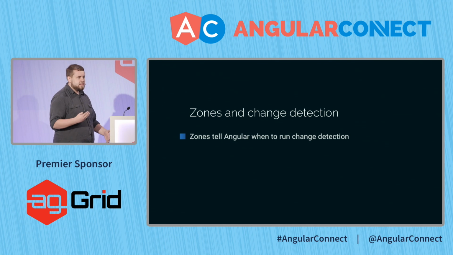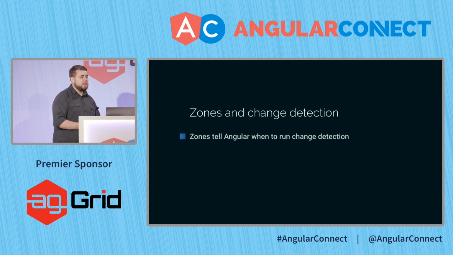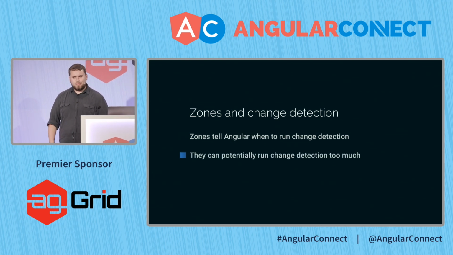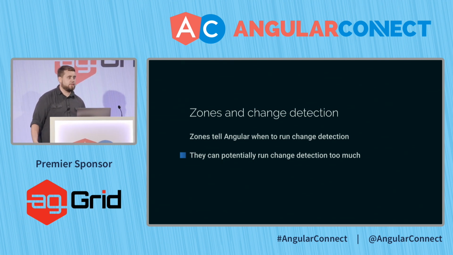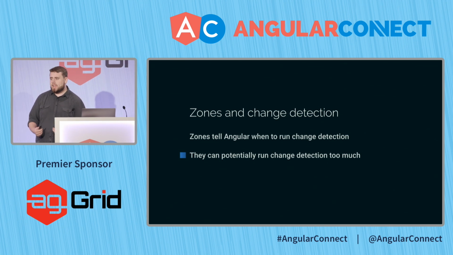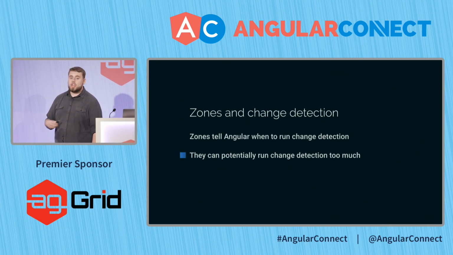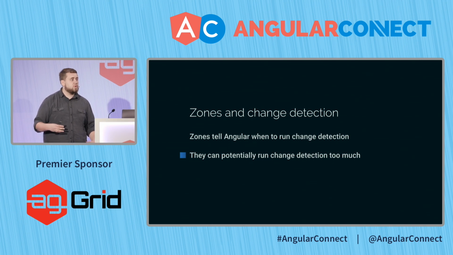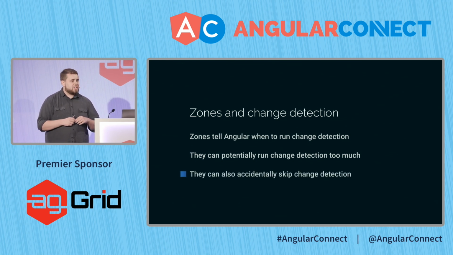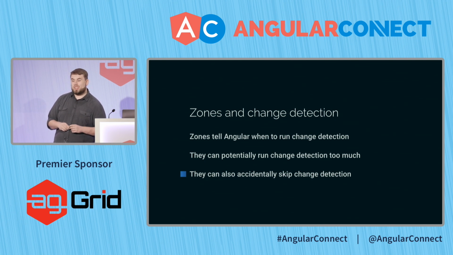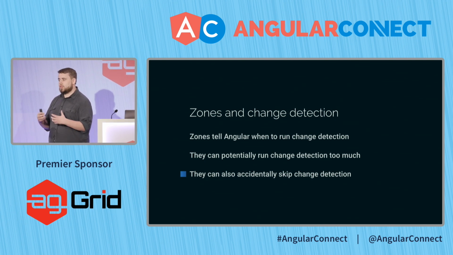Zones are going to patch all the asynchronous APIs in the browser, and when your code interacts with one of those APIs, that will cause change detection to be triggered. But this has a potential trade-off. First, it could potentially run change detection too often. If you're using a particularly noisy asynchronous API, like a WebSocket connection, you might incur a penalty because zones don't know that not every asynchronous operation needs to cause change detection to run. They also have the potential trade-off where it might cause change detection to be skipped. So if you're using a particularly obscure browser API that zones haven't actually patched, then you might be caught in a situation where your UI is not updating.